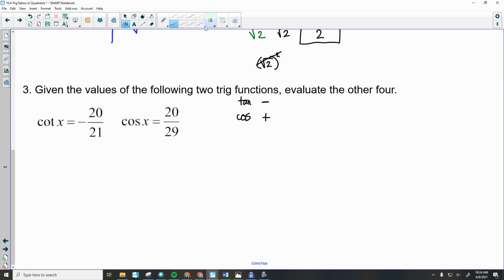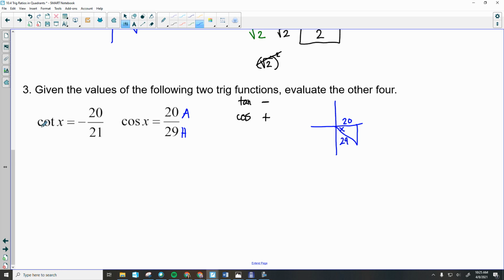So let's go ahead and draw our triangle again. And again, angle x is here. And we can use either one of these to start filling out the triangle. Let's use cosine just for fun. So cosine, we know, is going to be adjacent over hypotenuse. So 20 is our adjacent side, and the hypotenuse is 29. And they're both positive, that makes sense. That should always be positive, and this is in the positive x direction.